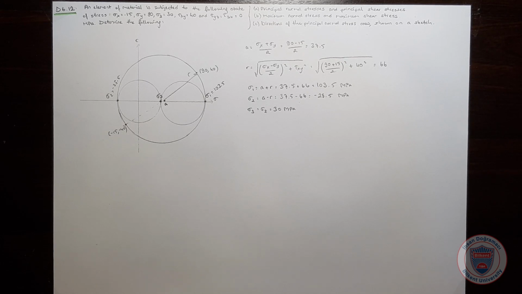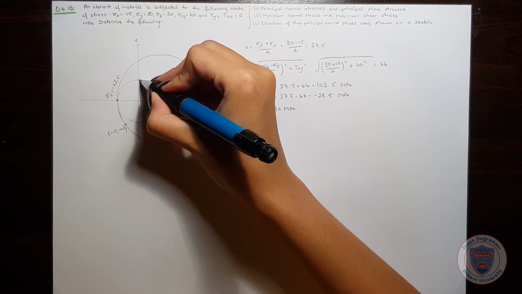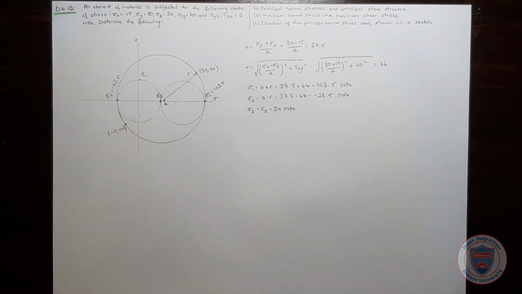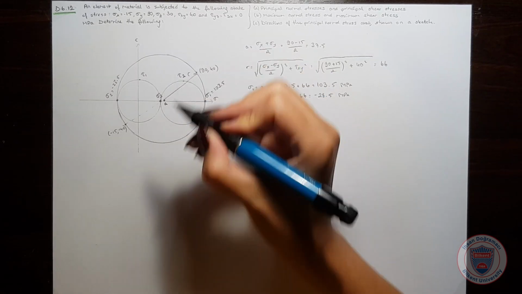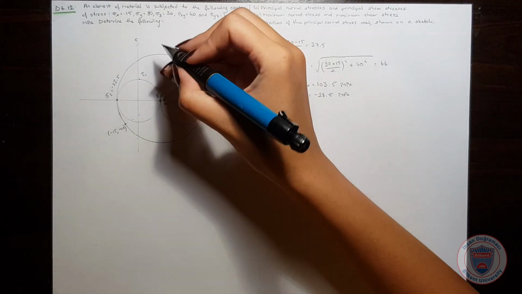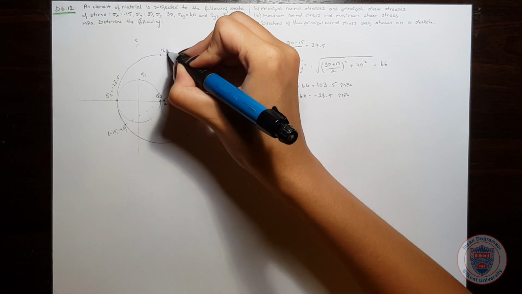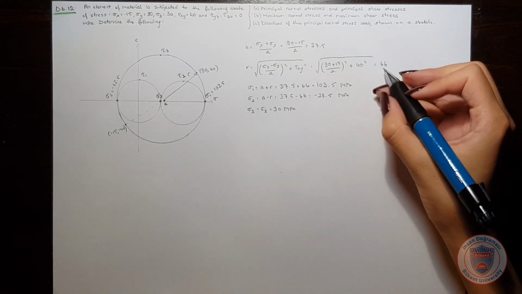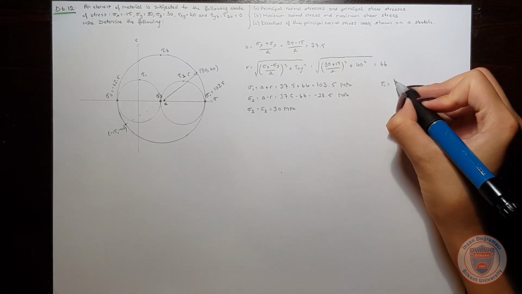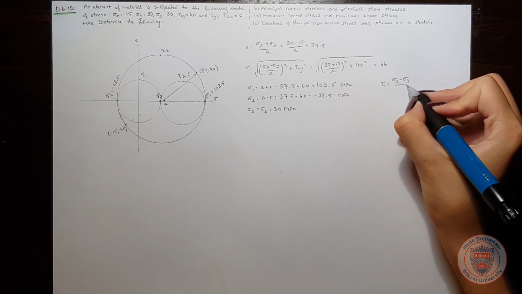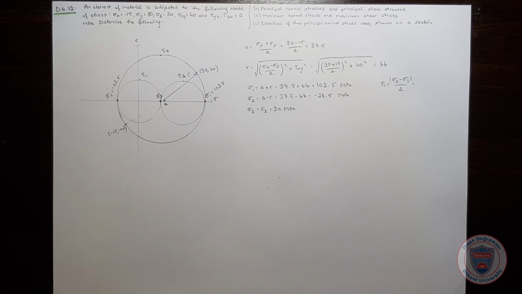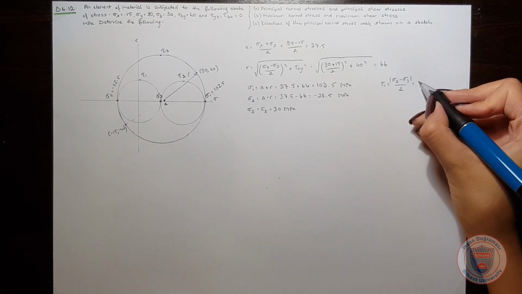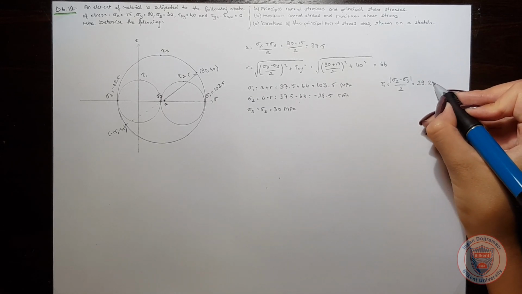Now let's find the principal shear stresses. We have tau 1 here, tau 2 here, and tau 3 here. Tau 1 will be equal to sigma 2 minus sigma 3 over 2. And we know that it is 29.25 MPa.